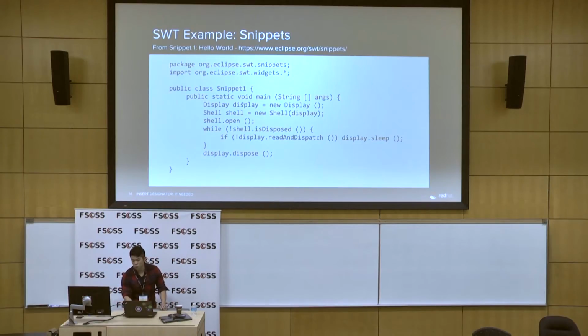Something a little bit more interesting is this while loop here. What this while loop does is check to see if the shell or window is disposed, meaning if the shell even exists at the moment or is displayed or closed or anything like that. If it is not closed, it goes into this while loop. And within here, we have display.readAndDispatch.